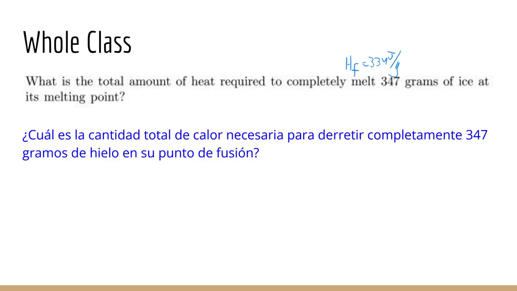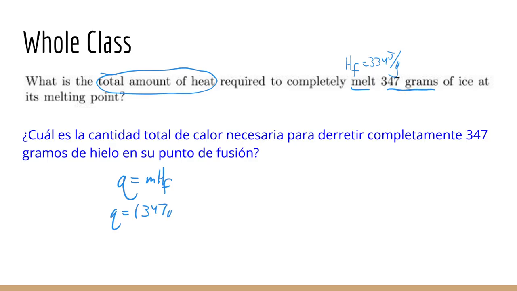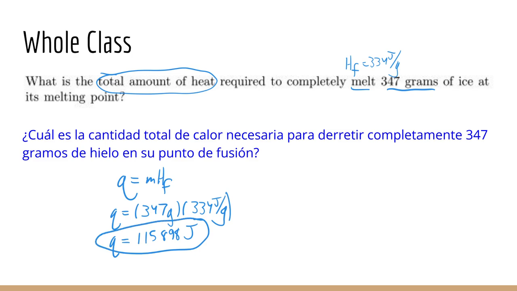But basically what we're doing is we're using, since we're melting, the heat of fusion equation, which is Q is equal to mHF. We're solving for Q because Q is equal to the amount of heat. So Q is our unknown. Our mass is right here, 347 grams. And our HF is 334 joules per gram to melt water. And when we multiply those two numbers together, we get 115,898 joules. And that's as simple as it can be.